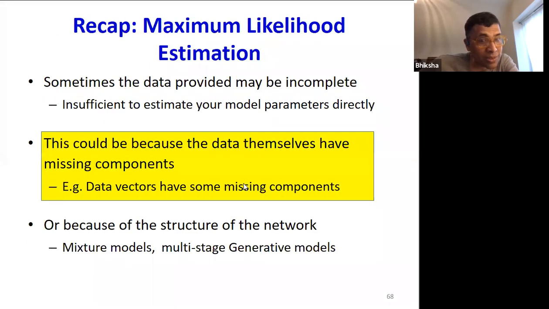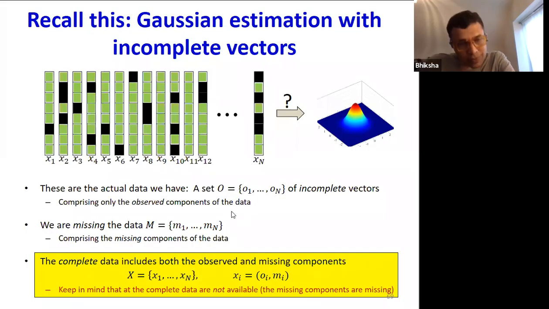Math is great. What does it really do, right? So I'm going to be looking at these two cases again. Let's look at the first case where the data themselves have missing components. Recall this is where we were trying to estimate a Gaussian with incomplete vectors. We had all of this data, but for each vector, we only had the green components; the black components were missing. Now, in this case, what is the complete data? The complete data is going to be the union of the observed data O and the missing components M. So each vector is going to be the combination of the green and the black.